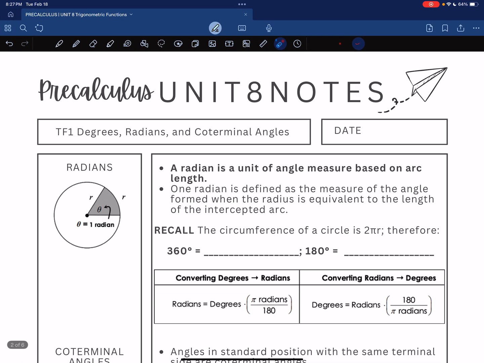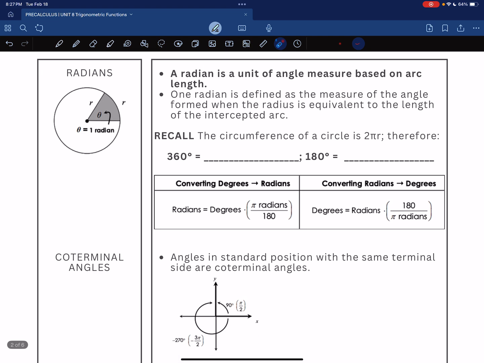Radians is another unit of angle measure, and it's based on arc length, which actually comes in super handy. One radian is defined as the measure of the angle formed when your radius is equivalent to the length of your intercepted arc. So what does that mean? It means that this distance right here, the radius, is the same distance as the arc. That is an angle of 1 radian.